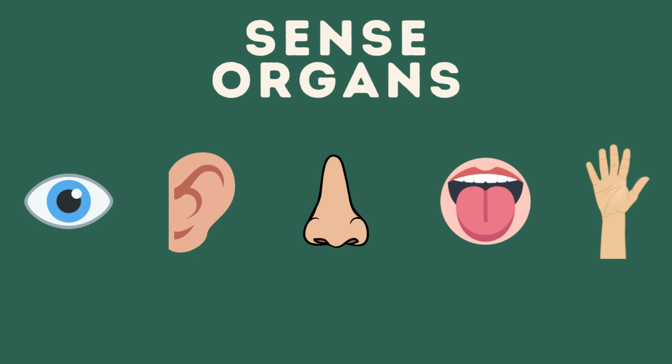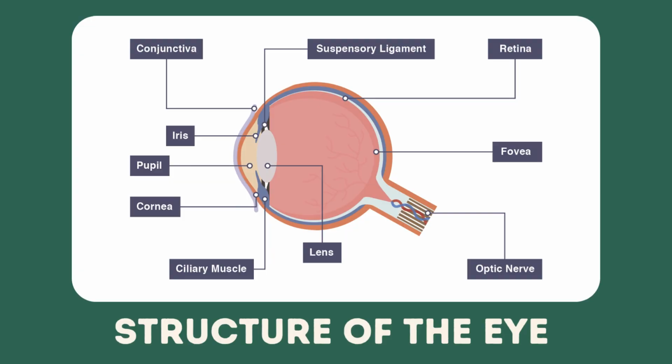Sense organs are groups of receptor cells that respond to a specific type of stimulus, which can be light, sound, touch, temperature, or chemicals. We have 5 sense organs: eyes, ears, nose, tongue, and hand.